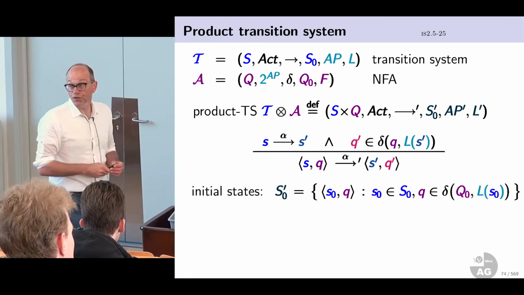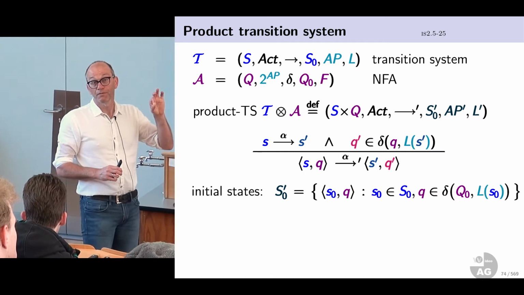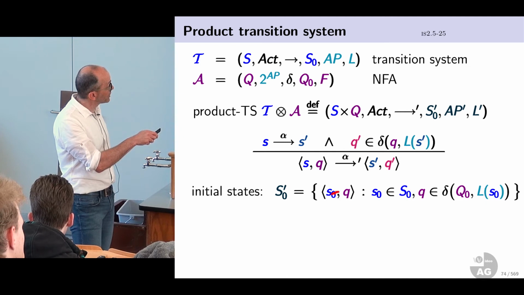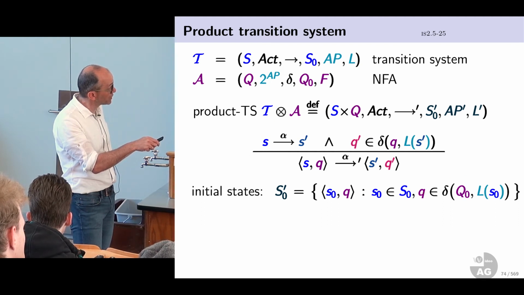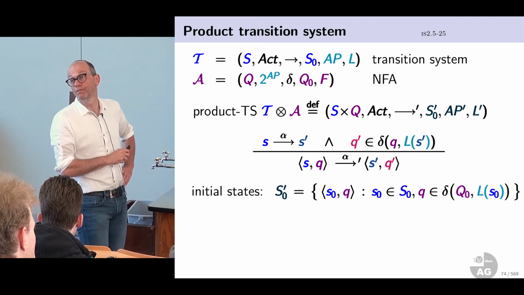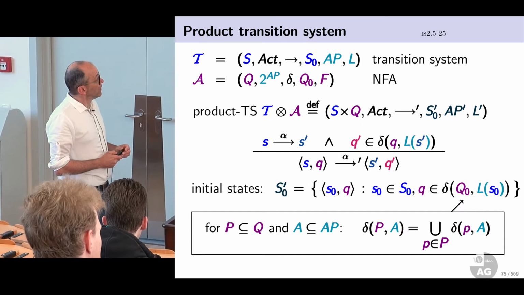What is the set of initial states? Remember, we don't start in S0, Q0, but in S0, Q1. How is this defined? I start in S0, Q, where S0 is an initial state of my transition system, and Q is a state that I can reach from some initial state in my automaton by already consuming the labeling of state S0. Good.